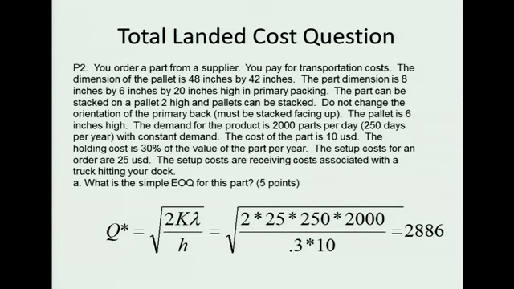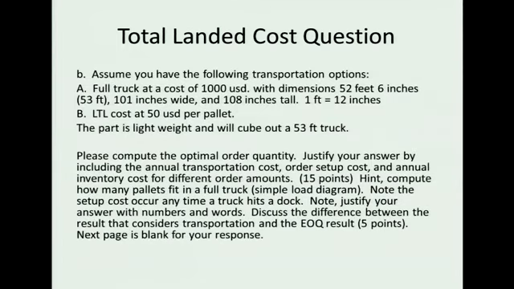The demand is 2,000 parts per year. The total cost of the part is $10. The holding cost is 30% of the value of the part. Setup cost is $25. Compute the EOQ, and we come up with an order quantity of 2,886 parts per order. Look at our transportation options. We can do full truckload for $1,000 or LTL for $50 a pallet.